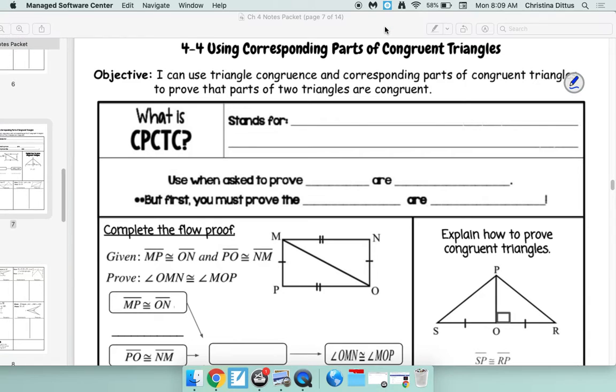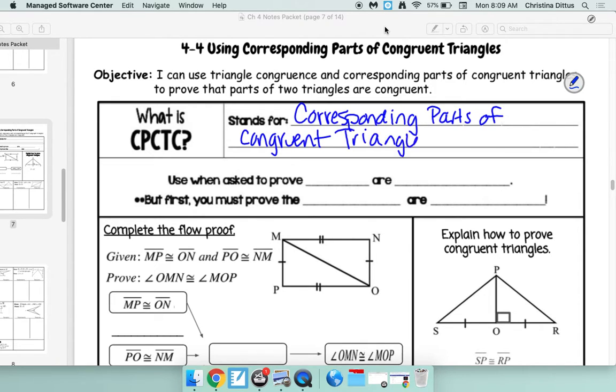What it stands for is corresponding parts of congruent triangles are congruent. And no, I don't make you write that out all the time. That's why we do CPCTC. Stands for corresponding parts of congruent triangles are congruent.